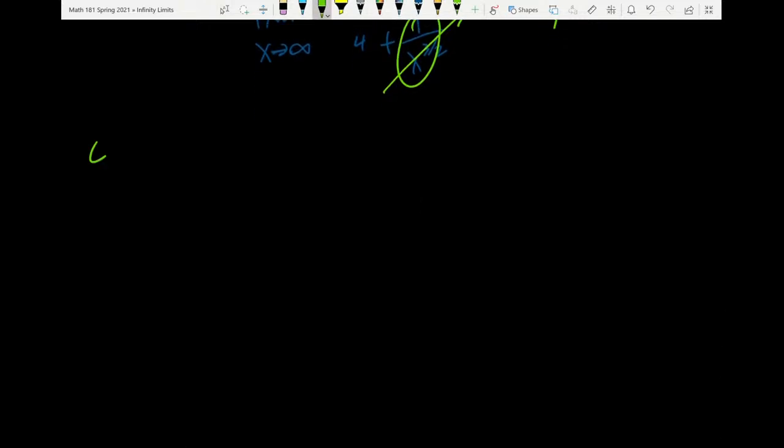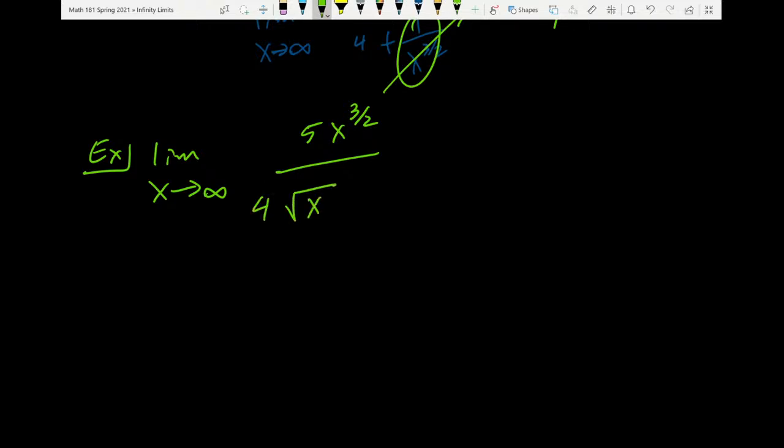All right, let's try this one. Limit as x goes to infinity of 5 times x to the 3 halves over 4 times the square root of x, not the fourth root, plus 1. Try that.